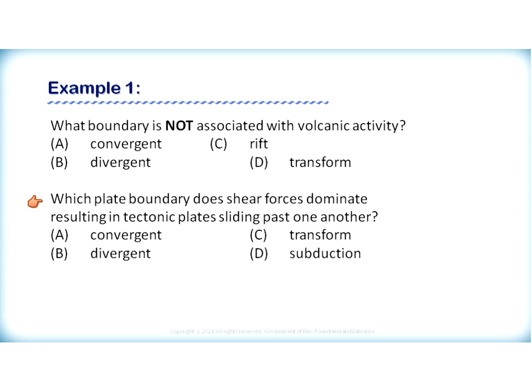The second question reads, which plate boundary does shear forces dominate, resulting in tectonic plates sliding past one another? When we look at shear forces and two plates sliding side by side in opposing directions, this is characteristic of a transform fault boundary. So the answer to the second question will be transform boundary, which shows shear forces dominating, causing two plates to slide side by side.